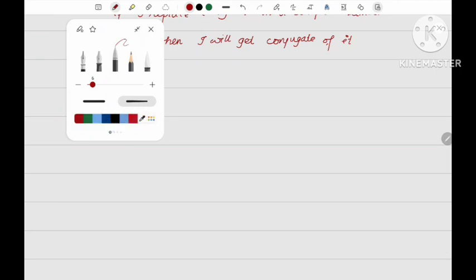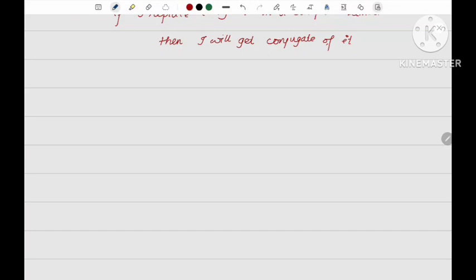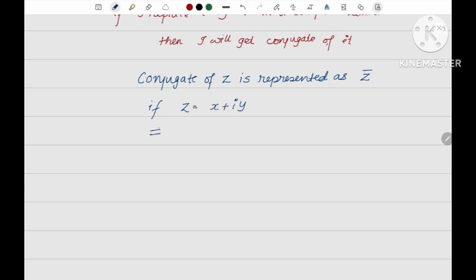And the conjugate of z is represented as z bar. So if z is equal to x plus iy, then what is z bar? z bar will become x minus iy. So z bar is nothing but the mirror image of z about the real axis.